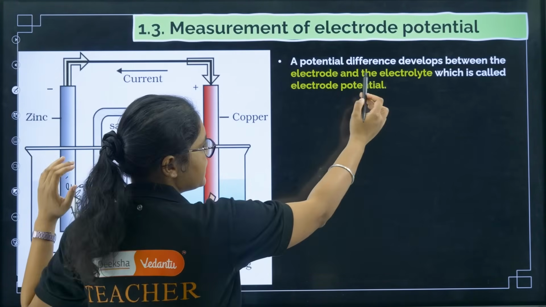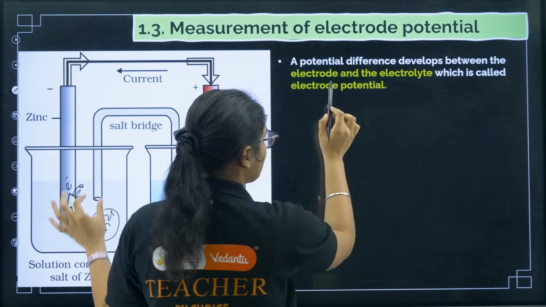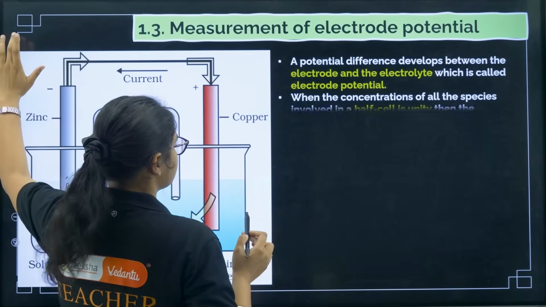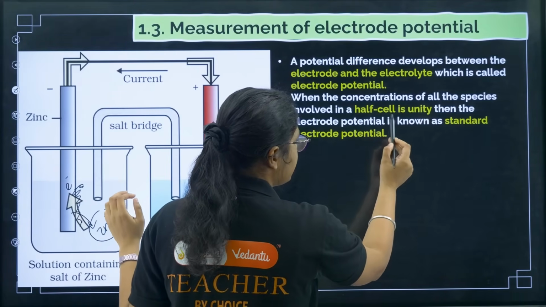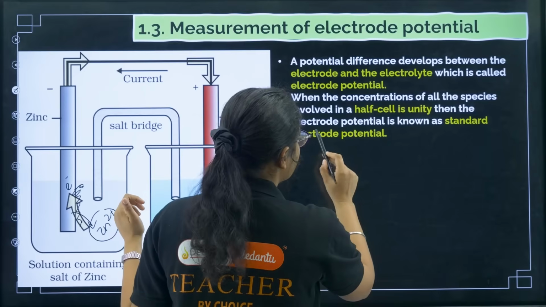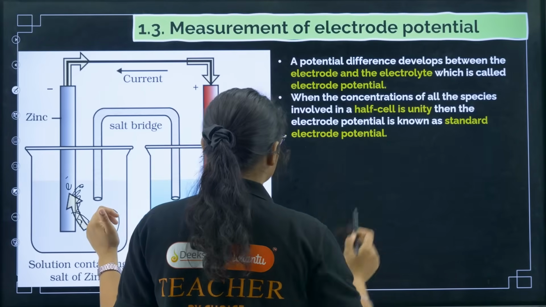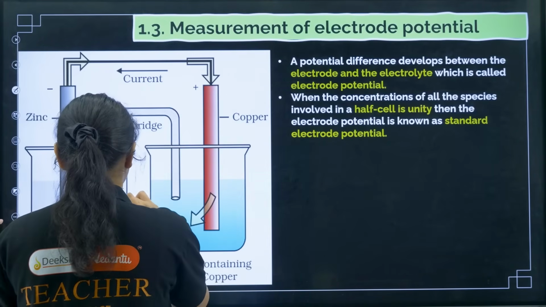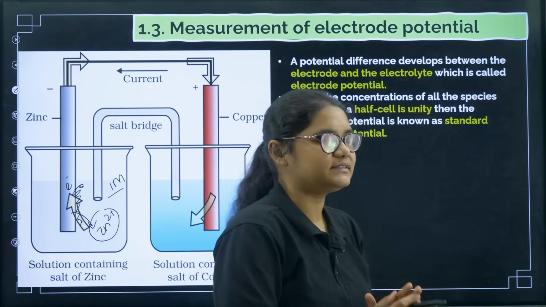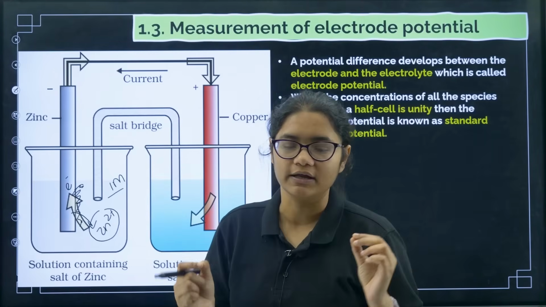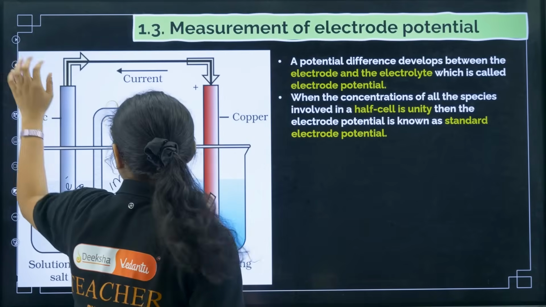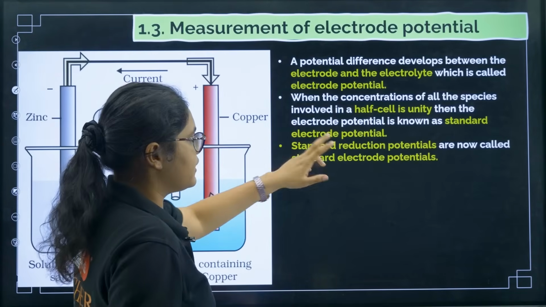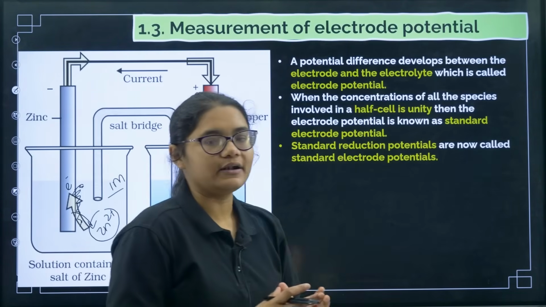A potential difference develops between the electrode and the electrolyte, which is called electrode potential. When the concentration of all the species involved in a half cell is unity, then the electrode potential is known as standard electrode potential. So if the concentration of the electrolyte is 1 molar, then we call it standard electrode potential. Standard reduction potentials are now called standard electrode potentials.